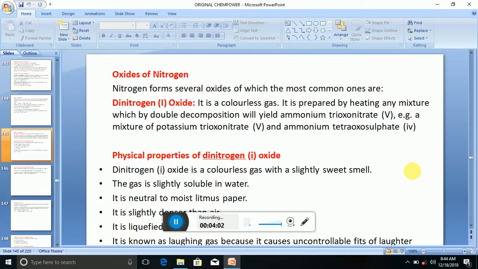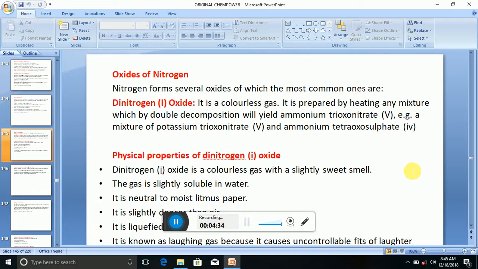Oxides of nitrogen. Nitrogen forms several oxides, of which the most common ones are dinitrogen 1 oxide, which is a colorless gas. It is prepared by heating any mixture which by double decomposition will yield ammonium trioxonitrate 5. Example is a mixture of potassium trioxonitrate 5 and ammonium tetraoxosulfate 6.